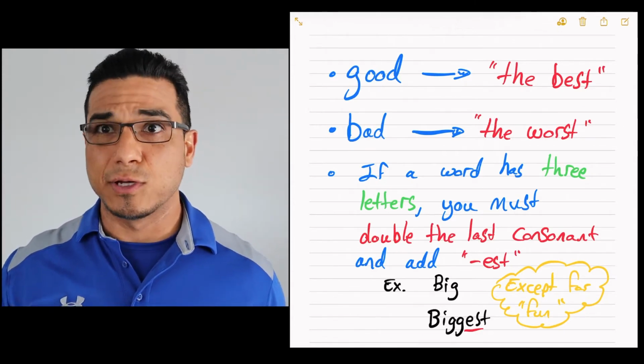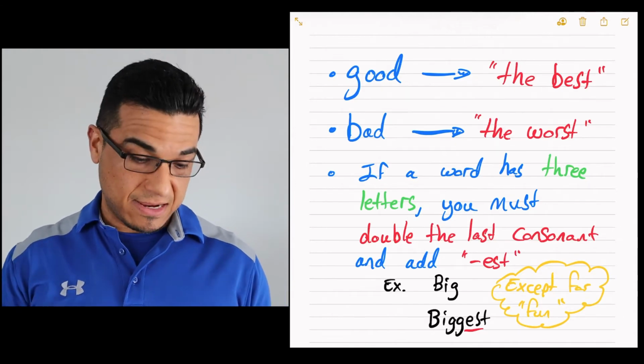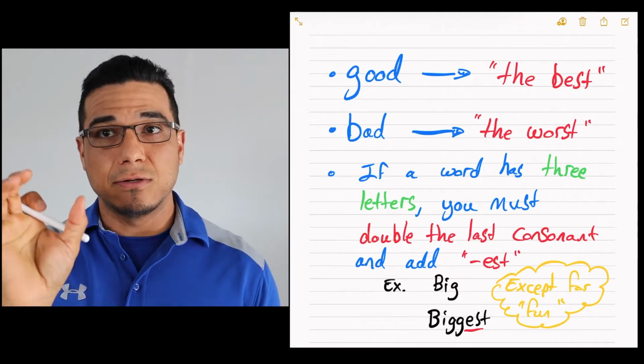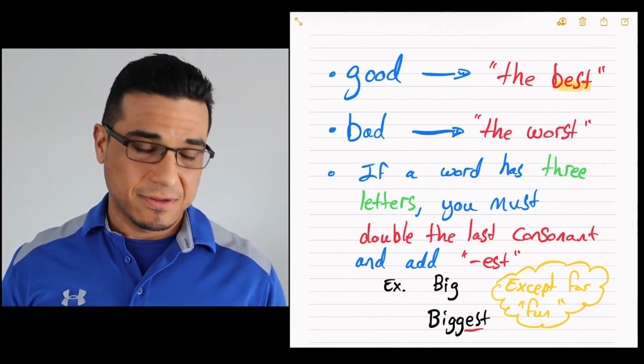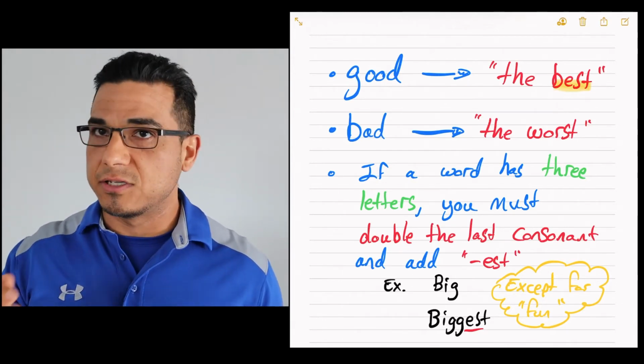And to create the goodest, right? No. Can't happen, won't happen. Instead, what you end up with is you have to attach the article the and then change good entirely to best. Same thing with the word bad. Again, one syllable, you're thinking, I'll just add est.